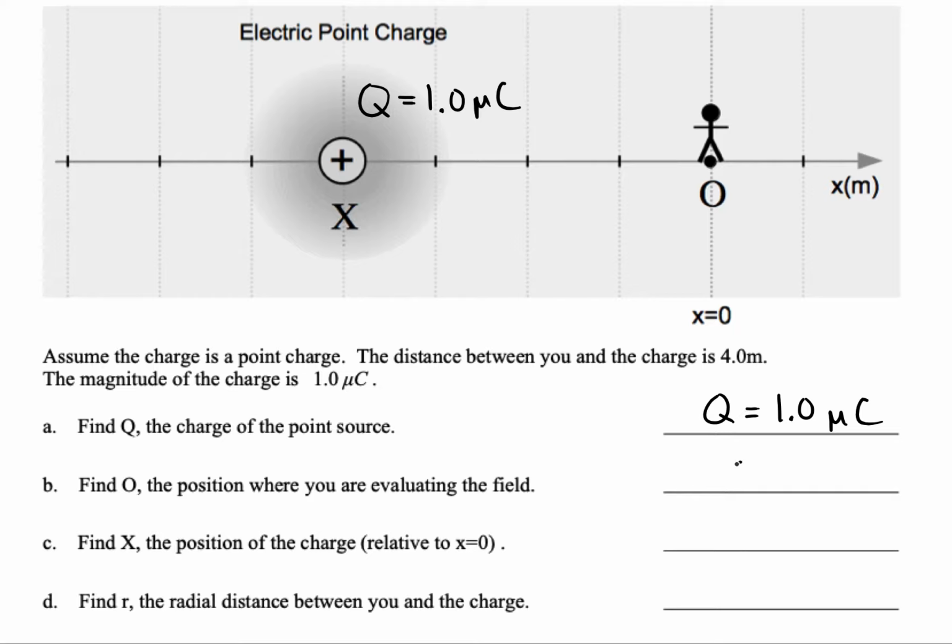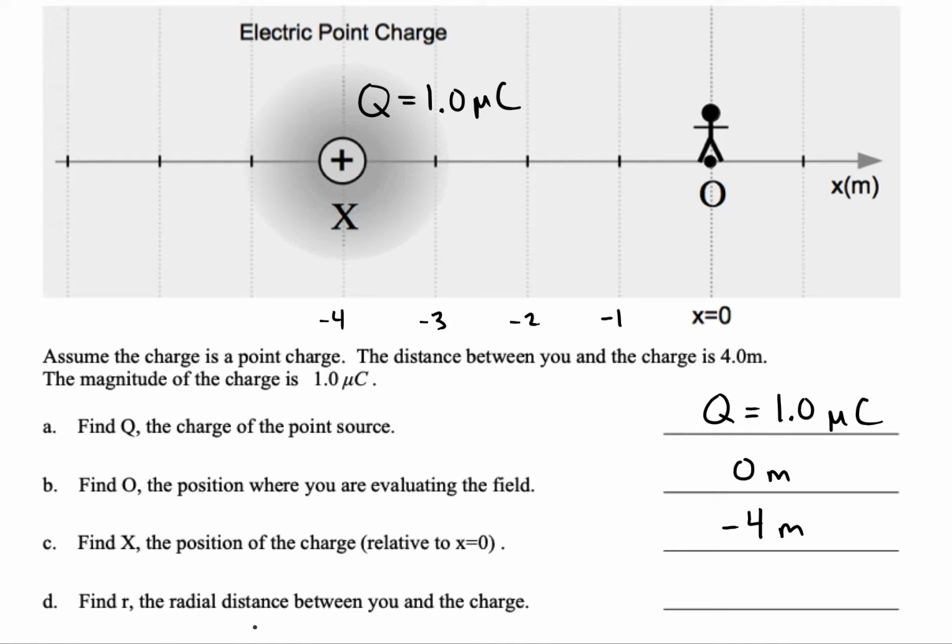So that's at a location of 0 meters if you go by the scale here. X equals 0 is where the person's standing. That means this is going to be -1, -2, -3, and -4. We're also asked to find X, the position of the charge. That's at -4 meters.